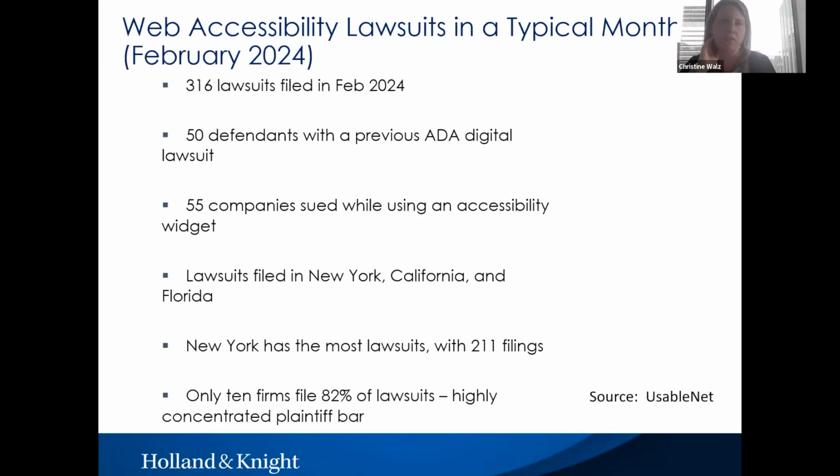I pulled the numbers from February. There were 316 lawsuits alleging that websites were not accessible filed in February of 2024. 50 of the defendants that were sued had previously been sued in a digital accessibility lawsuit. 55 of the companies that were sued had been using an accessibility widget on their site. I mentioned the states that we see the most filings in. And again, it is a highly concentrated plaintiffs bar.